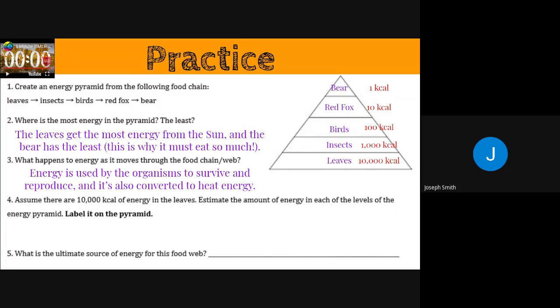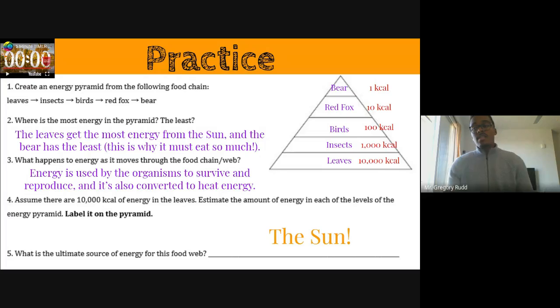I would say the sun, but it's leaves. But the leaves get their energy from the sun. So the ultimate source of energy is indeed the sun. So I'm going to leave this up. Make sure that you have written this down somewhere in your notes. This was good practice. Excellent job, Jaden and Joseph. I appreciate the help.